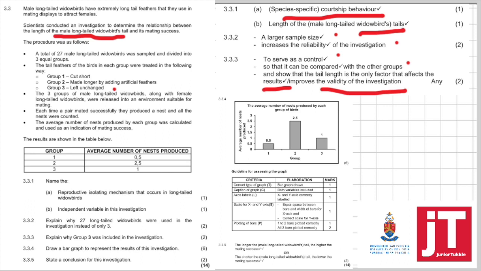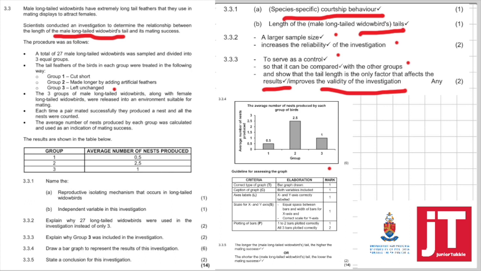3.3.4. Draw a bar graph to represent the results of this investigation. So there you have your bar graph with the average number of nests produced, your group, right? Your bars are the same width, the spaces are the same, the average number of nests produced by each group of birds, and then you got a mark for the correct bar graph drawn. Caption was correct, axes X and Y were correctly labeled, the scale was correct, the bars were the same space and the width, and all 3 bars were plotted correctly.